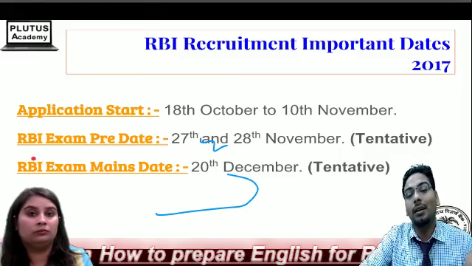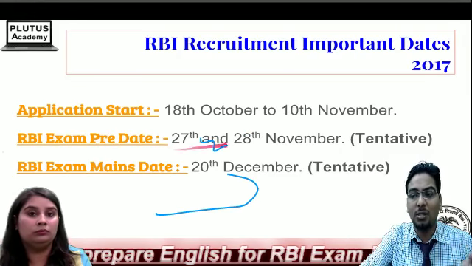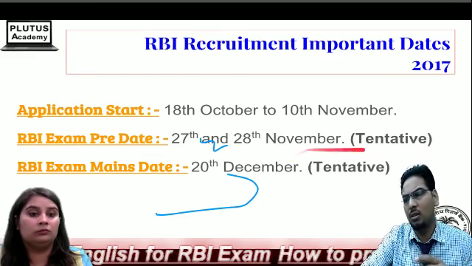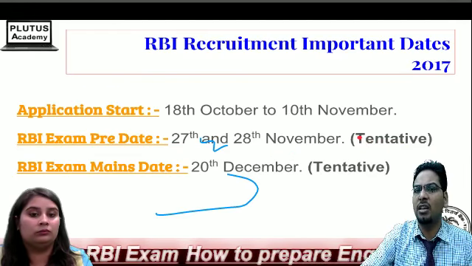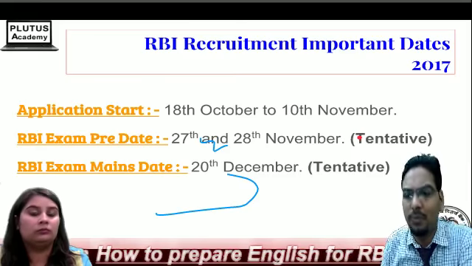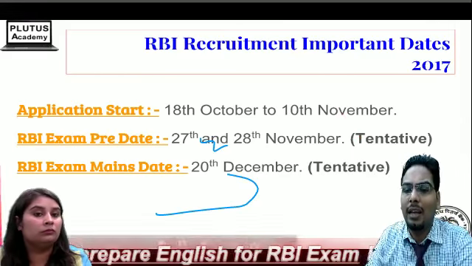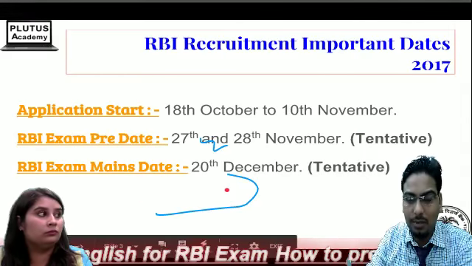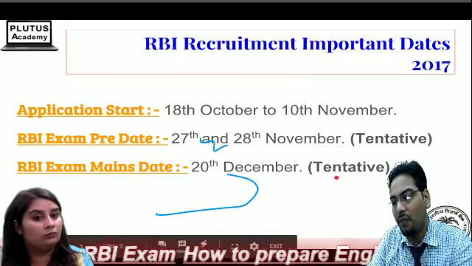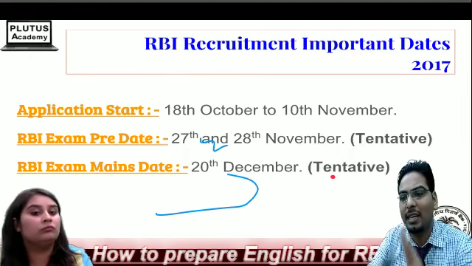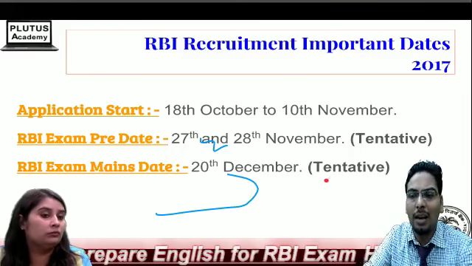The RBI prelims examination date is 27th and 28th November. That is, no doubt, tentative. It may change if any disturbances come in between. The RBI mains exam date is 20th December. 20th December is also tentative, and these dates can change as per the RBI.